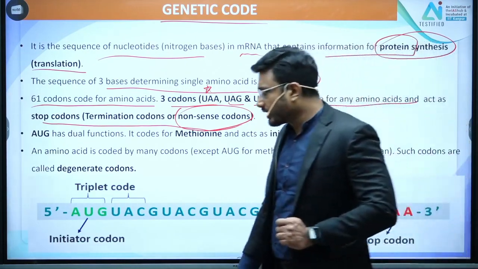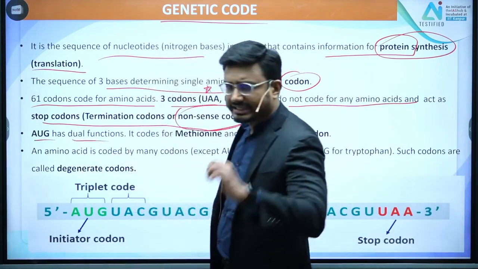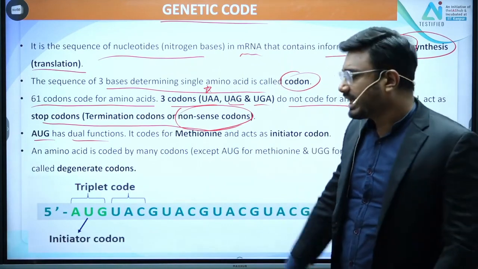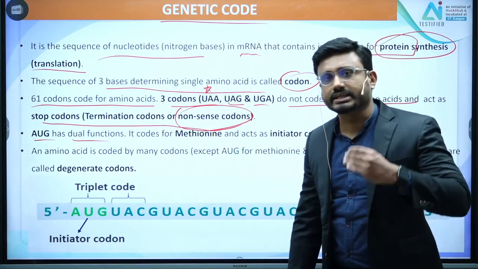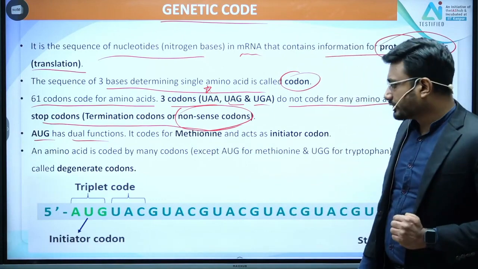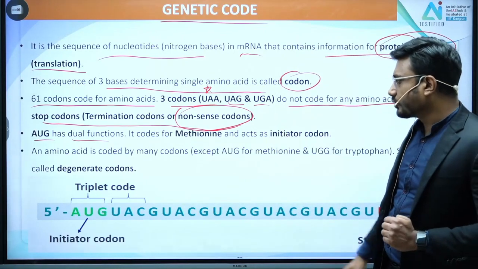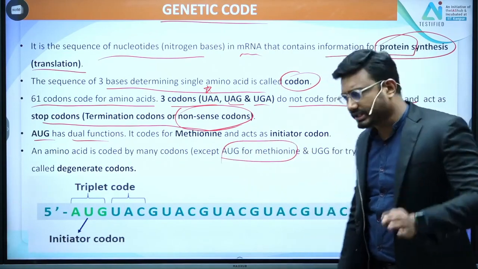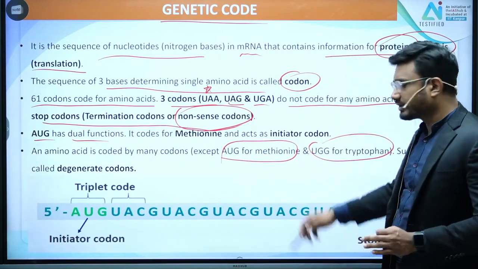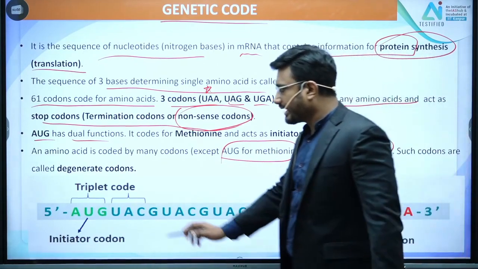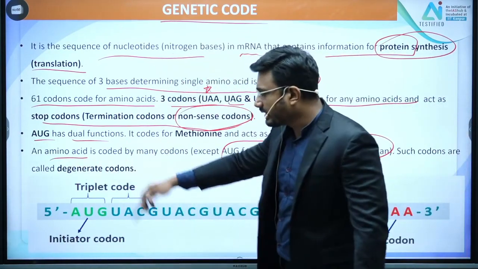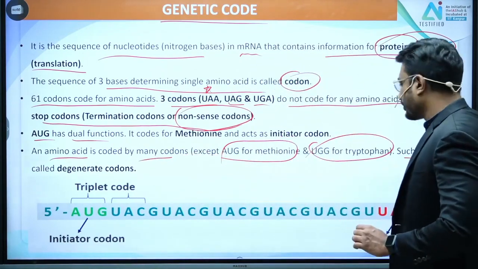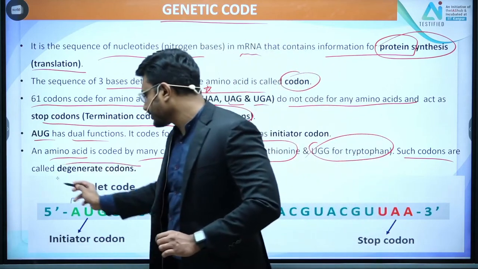The codon AUG has dual functions. It is responsible for coding the amino acid methionine, and it also acts as the initiator codon. An amino acid is coded by many codons, except AUG that codes only for methionine, and UGG that codes for tryptophan. Apart from these two, all the other amino acids can be coded by many codons. Such codons are called degenerate codons.